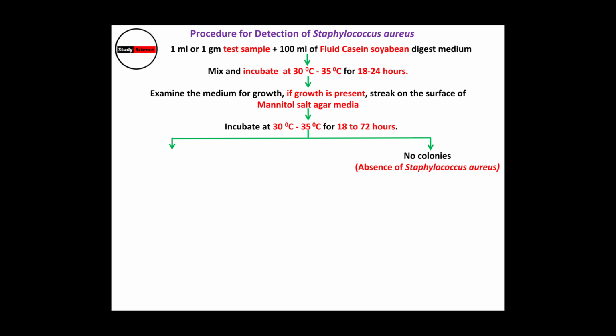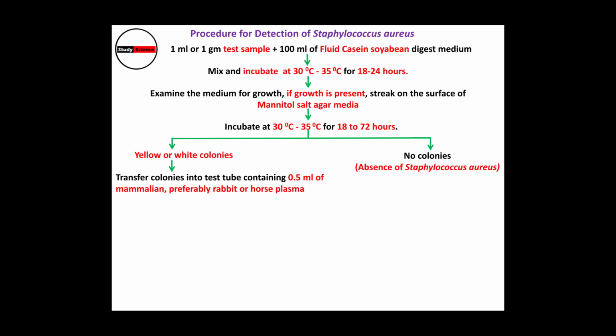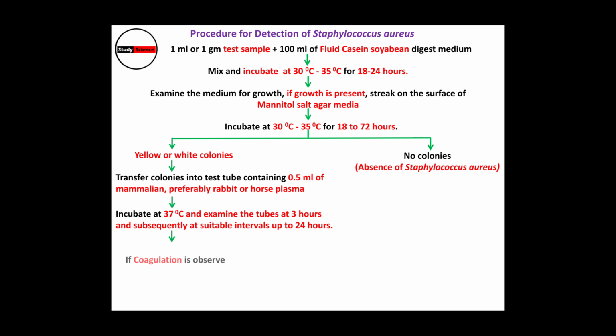If no colonies are observed, it means the absence of Staphylococcus aureus. If yellow or white colonies are observed, it means there is a possible presence of Staphylococcus aureus. To confirm it, transfer colonies into a test tube containing 0.5 ml of mammalian, preferably rabbit or horse plasma. Incubate at 37 degrees Celsius and examine the tubes at 3 hours and subsequently at suitable intervals up to 24 hours. If coagulation is observed, it indicates the presence of Staphylococcus aureus.